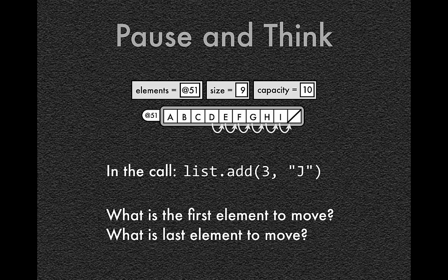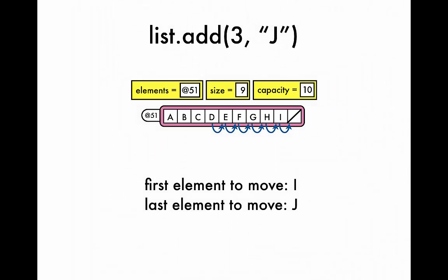So I can move. Once I moves, H can move. Once H moves, G can move, and so on, until eventually you put D into position 4, and finally you put J into position 3. Therefore, the first element to move is I, and the last element to move is J. Okay, that was fun. Now let's do another tracing table.